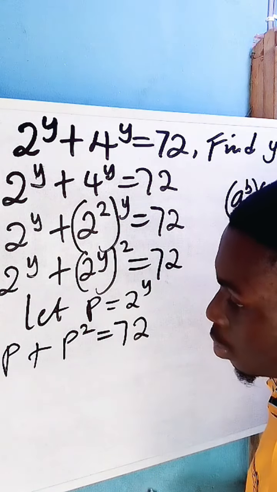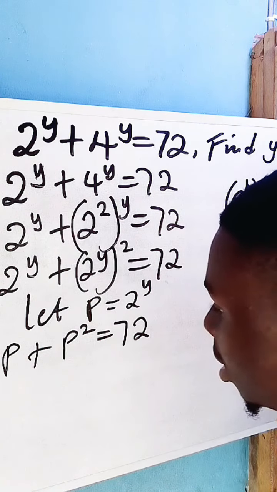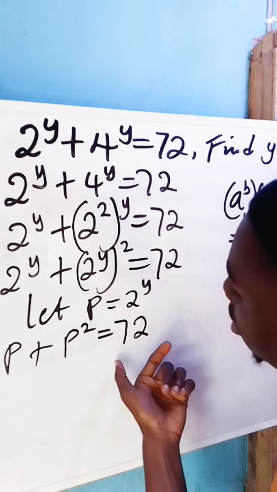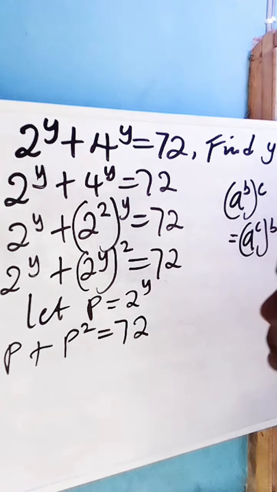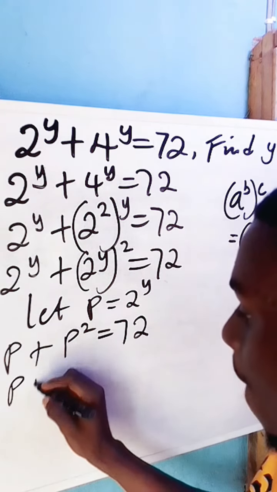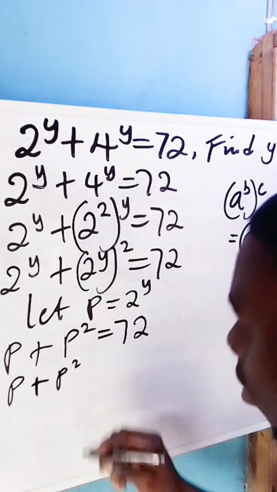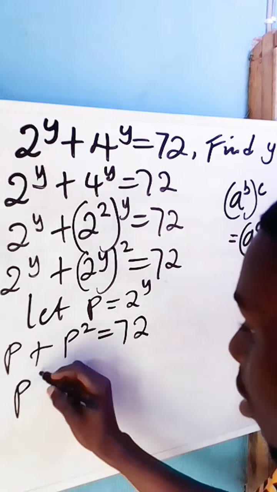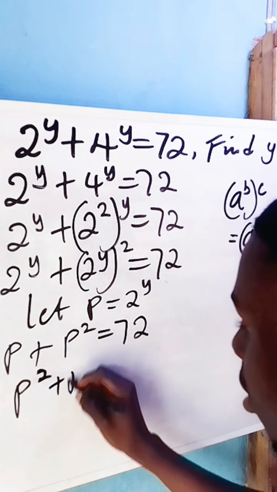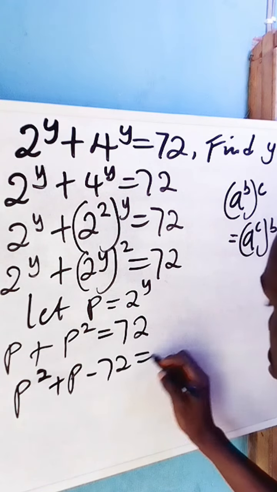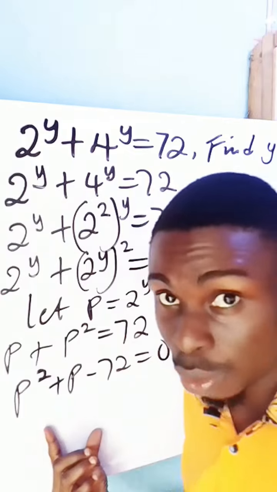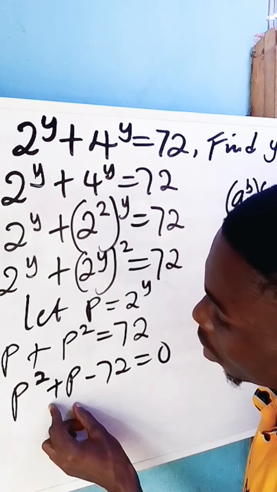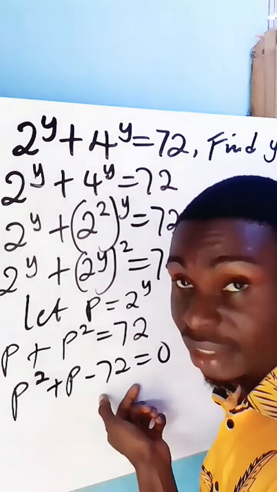Now look for 2 possible terms such that if you add, you are going to have this, and if you multiply, you are having this. Remember, this can be expressed like this, as p squared plus p minus 72 equal to 0. Now this is a quadratic equation, right? So you are looking for 2 factors such that if you add, you are going to have this, and if you multiply, you are having this.